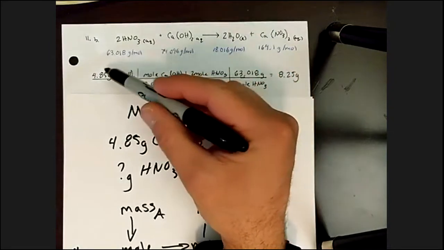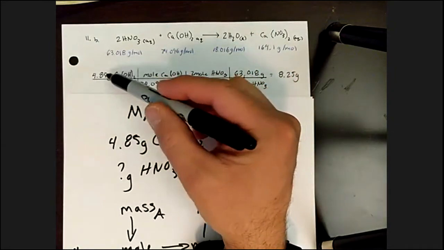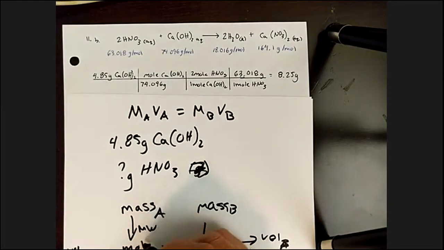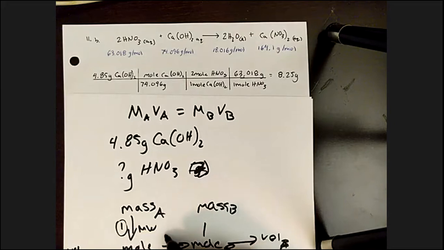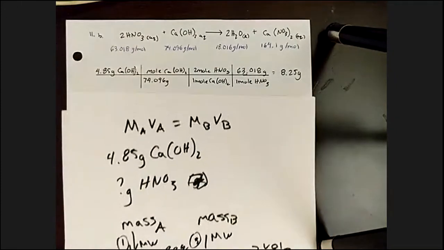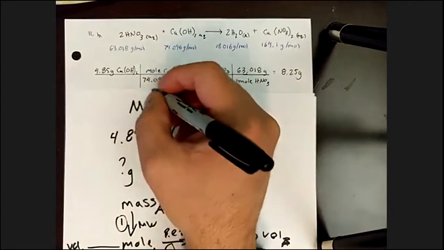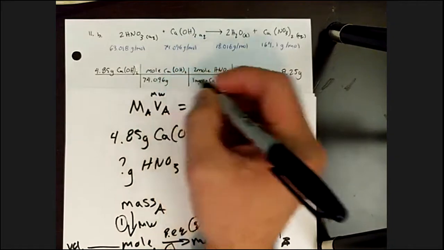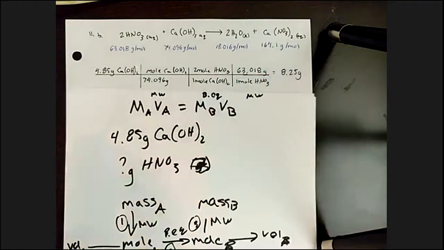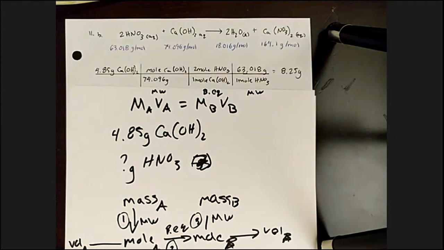So given the 4.85 grams of the calcium hydroxide, our first step is the molecular weight. That gives us step one. The balanced equation is going to be step two, and then the molecular weight rounds out step three. And so that's what you're going to see here in this problem: the molecular weight, the balanced equation, and the molecular weight as the steps.